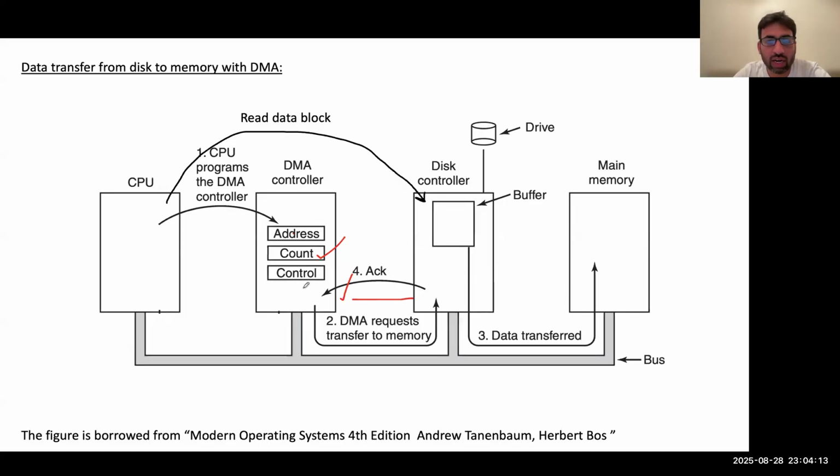Once your count is zero, at that time, an interrupt is sent by the DMA controller to the CPU, letting it know that the whole block of data has been copied to the main memory, right? So now this is, as I said, different. While your data copy operation is happening through DMA, your CPU is not involved in the copy operation, and it can do some other useful operation.